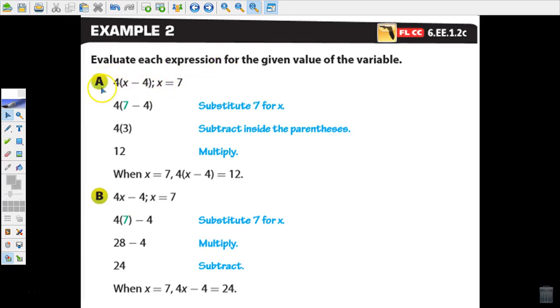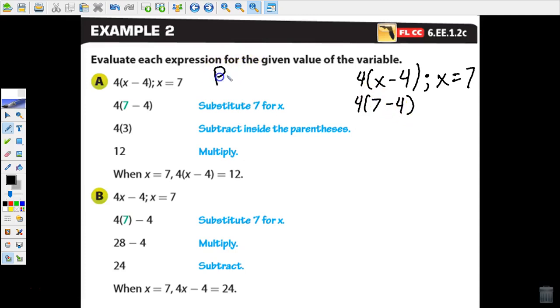Okay, letter A. We've got 4 parentheses x minus 4, end parentheses, semicolon, x equals 7. So what I'm going to do is plug in the 7. And now, as we all know, PEMDAS is the order of operations. Parentheses comes first, so we solve the parentheses. 7 minus 4 is 3. And then this is the only operation left, which is multiplication. 4 times 3 is 12. When they are attached and you do not see a sign, that means multiply. So 12 would be my answer.